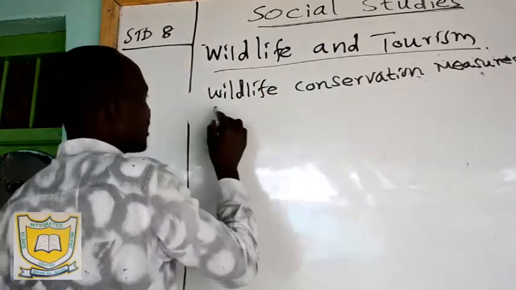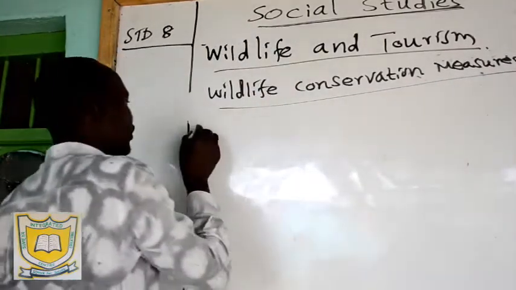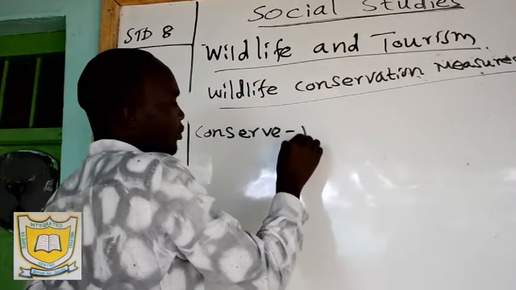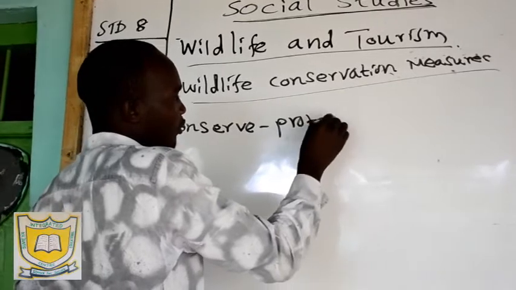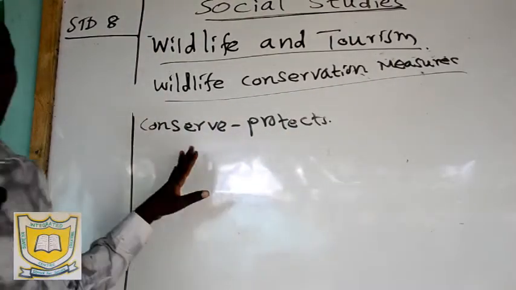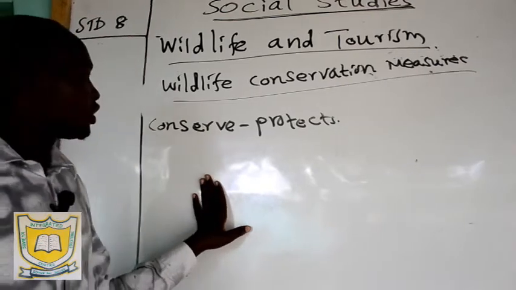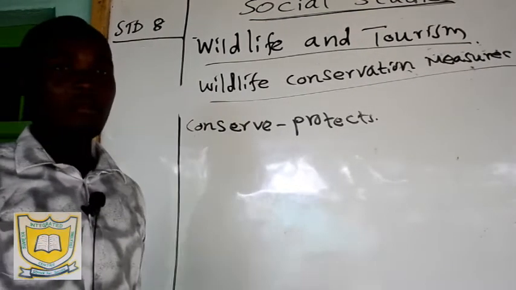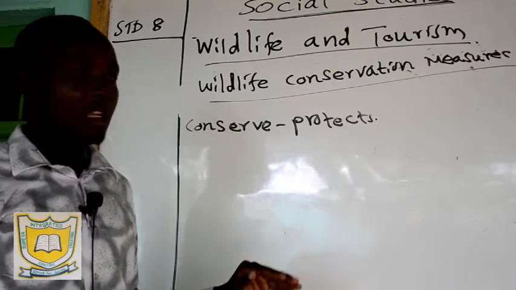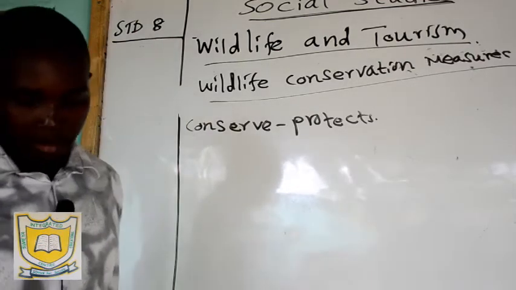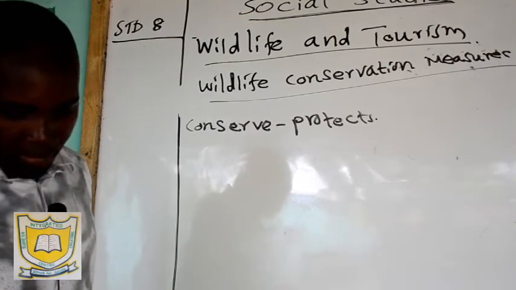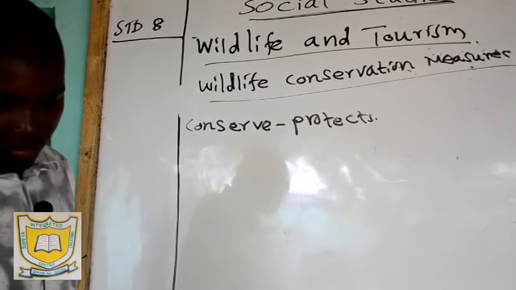Wildlife conservation measures. To conserve means to protect. We have said that wildlife is very important to the economy of any country in the world. So we want to look at how we can conserve wildlife in Kenya, in Eastern Africa, in Africa, and any part of the world. The government has put up very many measures.